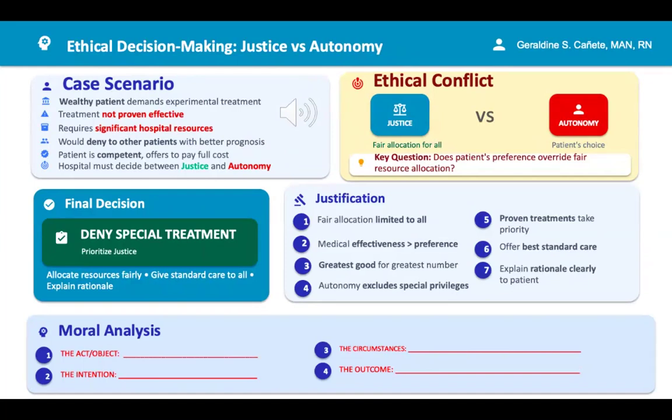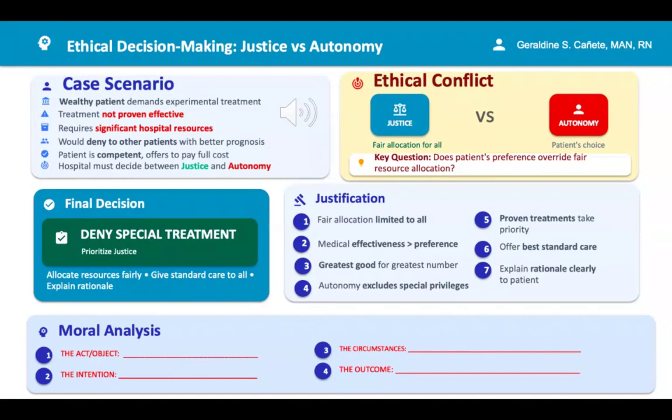Imagine this: a wealthy patient demands an experimental treatment that is not proven effective. This treatment requires significant hospital resources and would deny those resources to other patients with better prognosis. The patient is competent and offers to pay the full cost. So the hospital must decide between justice and autonomy. So what are your initial thoughts about this? What aspects of this situation do you think are most challenging?